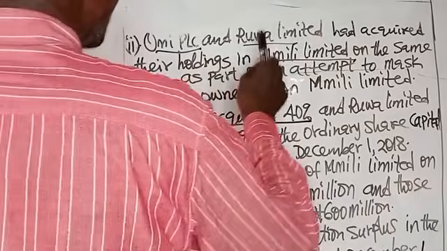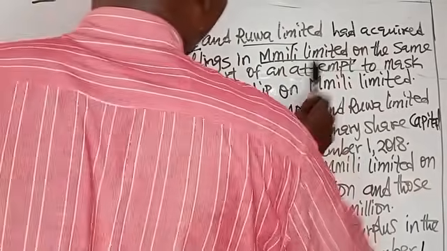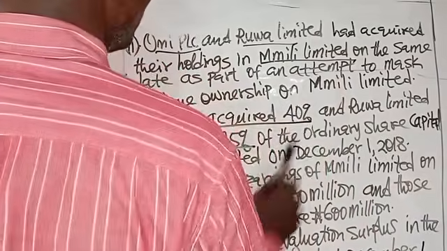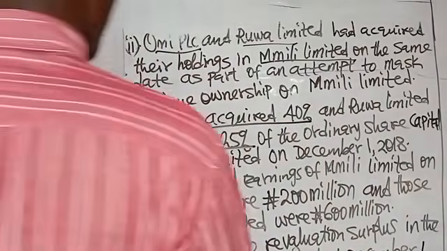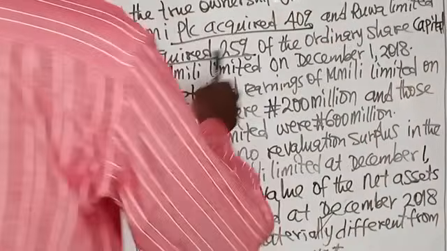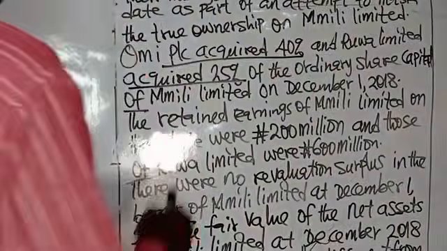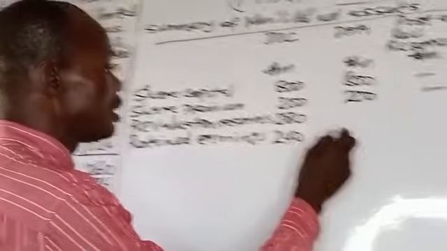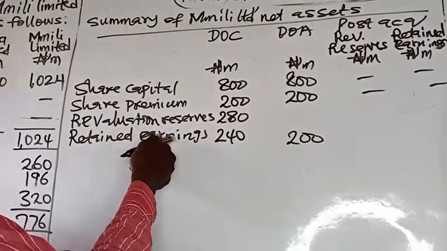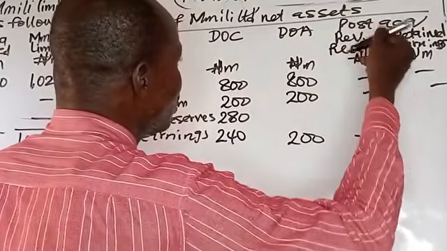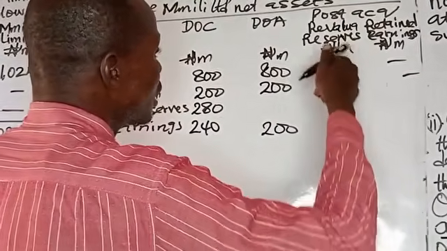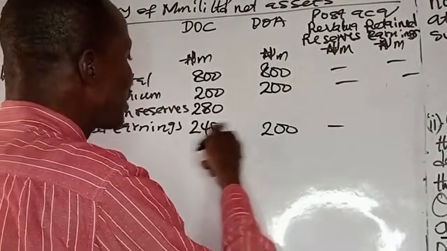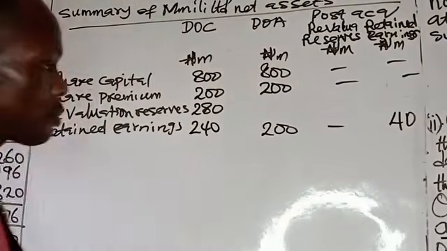Back to note. Omi PLC and Ruwa Limited had acquired their holdings in Millie Limited on the same date as part of an attempt to mask the true ownership of Millie Limited. Omi PLC acquired 40% and Ruwa Limited acquired 25% of the ordinary share capital of Millie Limited on December 1st, 2018. The retained earnings of Millie Limited on that date were 200 million. This is the pre-acquisition retained earnings. So we match that against the retained earnings. So post-acquisition retained earnings will be 240 minus 200. Then we have 40. Back to the question.